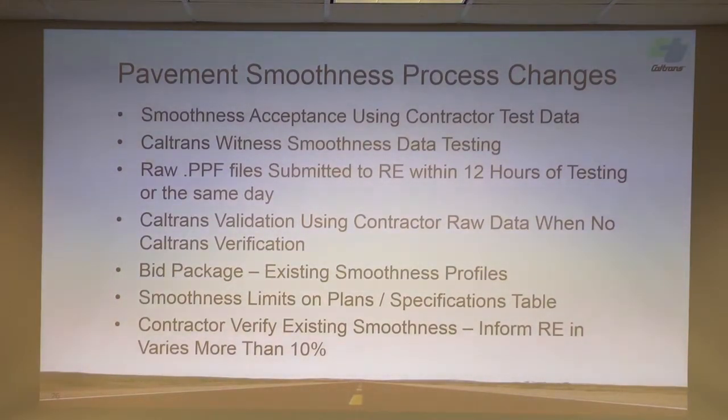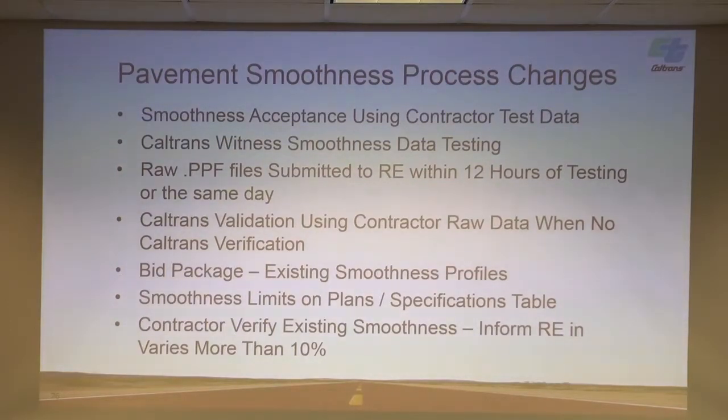And then for us to validate, we still could use Caltrans people to come out and rerun the final smoothness. Bid packages will still have existing smoothness profiles in them. And then the smoothness limits will be shown on the plans and in the spec. On the concrete spec, there's a spec table.